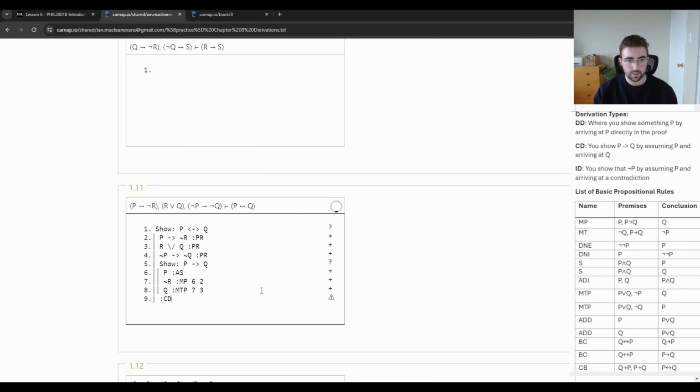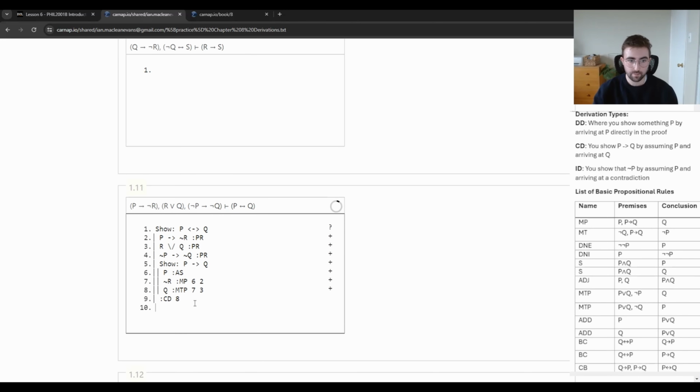Great, so now we've done a conditional derivation. We assumed P, and we got Q, right? Or, sorry, we got that on line 8, which means we now have access to what is here on line 5. We now have access to P arrow Q. Okay, but we need to show also the other way. We need to show Q arrow P, right? So that we can get our biconditional, which is really what we want in the end.